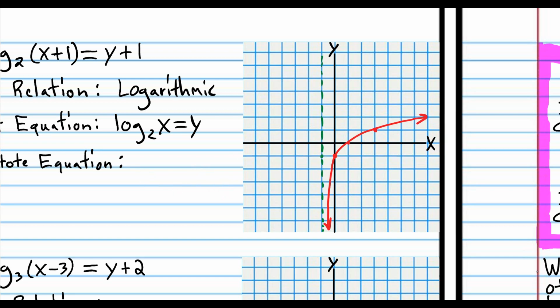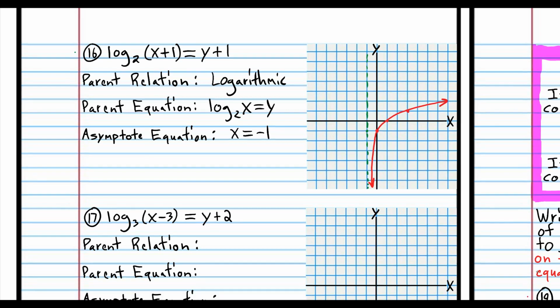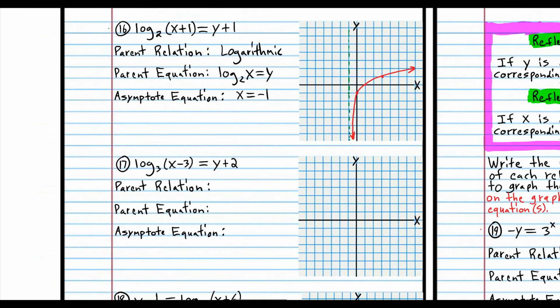So if you got that answer, good job. The asymptote equation is x is equal to -1. If you got that, good job. All right, on to number 17. Go ahead and try 17. When you come back, we'll do it together.